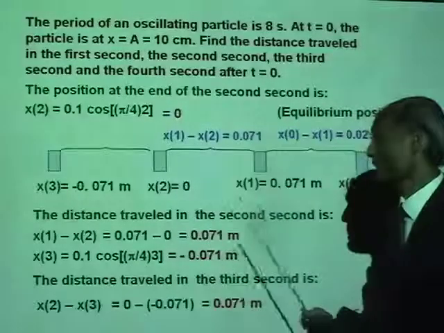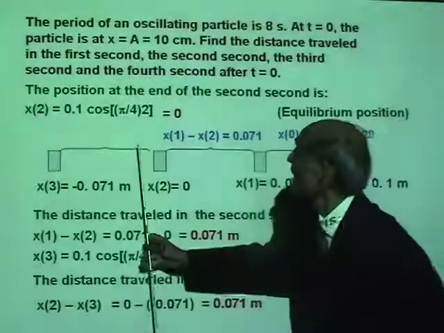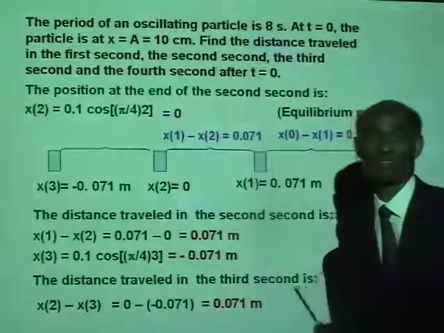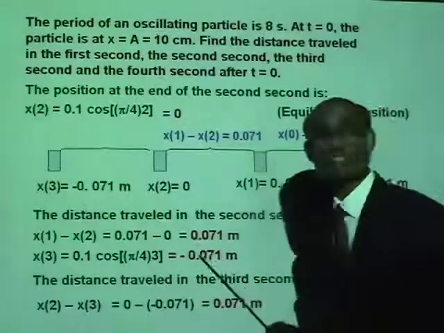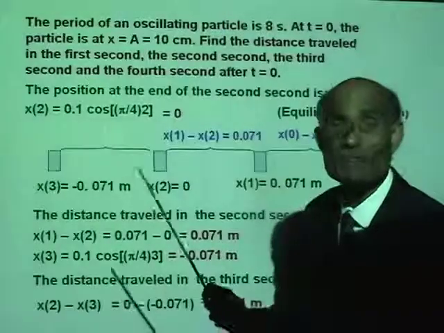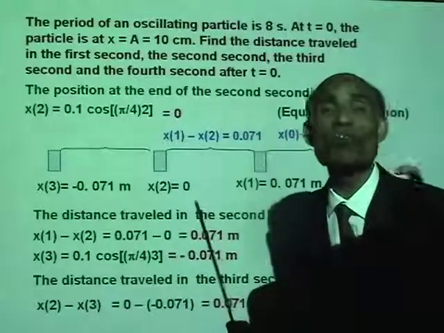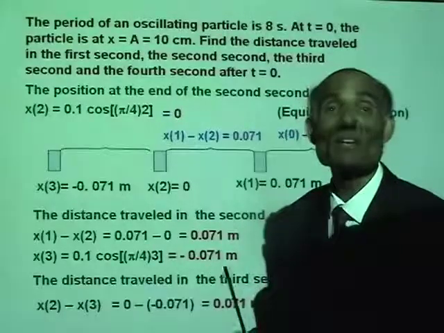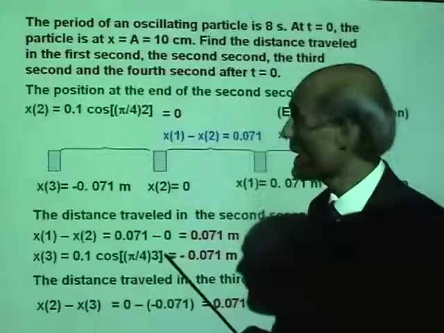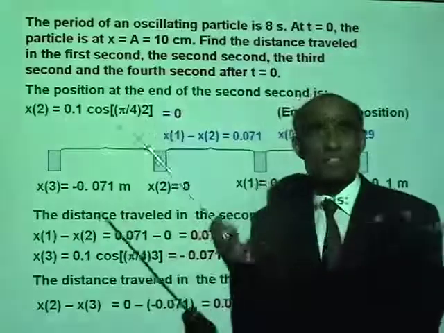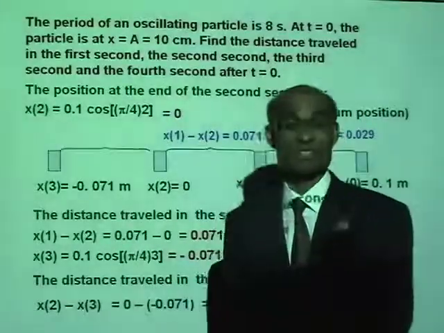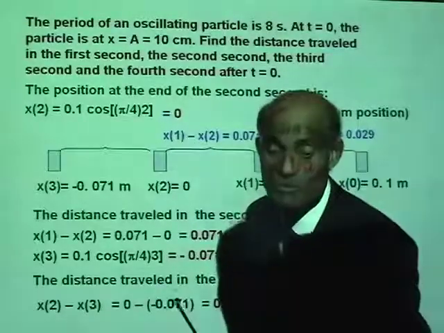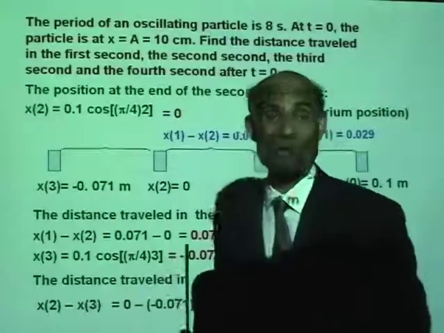Alright, so you can see these kind of problems, the visualization is very important. Now there is actually one more problem left in the PowerPoint. I'm going to leave it for you to do on your own, because a similar problem has already been worked out. Okay, we have done a number of representative problems from oscillations, and these kind of problems are very typical, and you should be able to do all these kinds of problems.